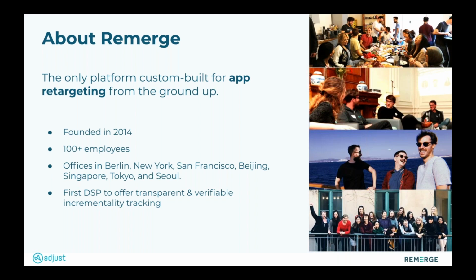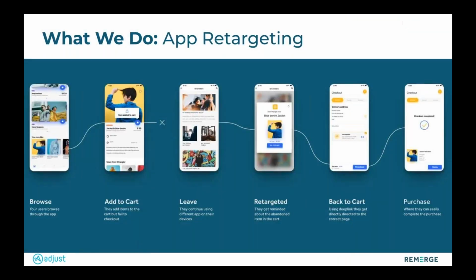So let's start with the very basic question, and if you could explain to us exactly what is app retargeting and how you deal with it at Remerge. Sure. In a nutshell, retargeting basically takes place in the moment that a user is engaging with an app, for instance, an e-commerce app, looking at some products, shopping around, browsing, adding stuff to the shopping cart, which they would like to purchase at a later stage, but then for some reason they're actually leaving the app. So they stop interacting with the app. And this is actually where retargeting then kicks in.